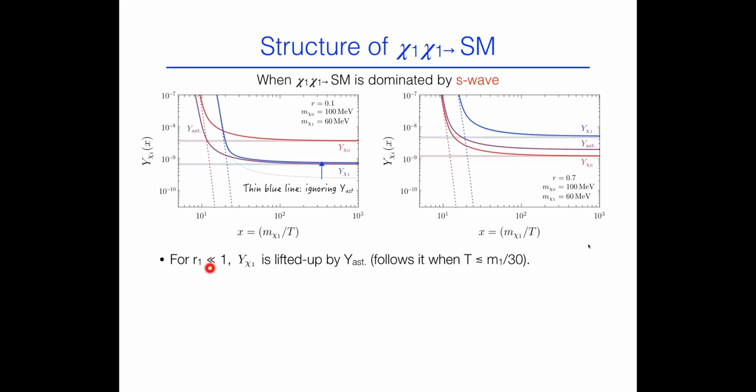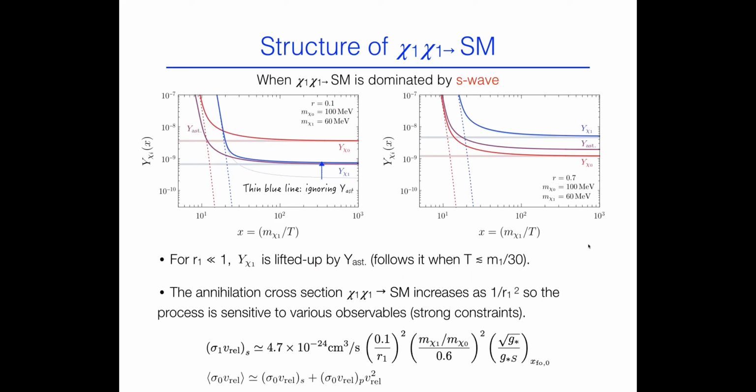This means that when the fraction of this light dark matter is small, like 10% or below, the co-moving number density of the light dark matter is lifted up by Y_assisted. And it follows Y_assisted when the temperature is below about 1/3 of the mass of light dark matter. Here in this diagram, this purple line denotes the evolution of Y_assisted as the temperature drops down. And the annihilation cross-section of a heavy dark matter pair into the standard model sector increases as 1/R², so it is inversely proportional to the square of the fraction of the light dark matter. Okay, which means it can be constrained by various cosmological and astrophysical observables.